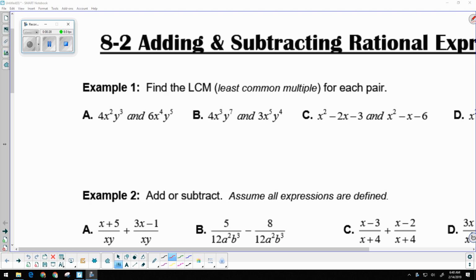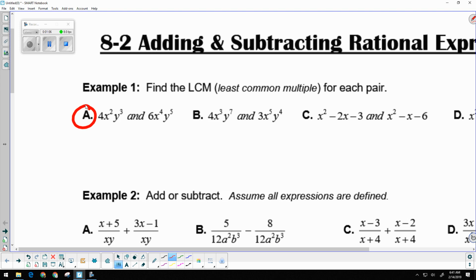What we're going to do first in example 1 is we are not adding or subtracting rational expressions here. We are simply finding the least common multiple. The least common multiple is another phrase for common denominator. So when you're going to find a common denominator with your rational expressions, you're really looking for the least common multiple. So in part A here, if 4x squared y to the third and 6x to the fourth y to the fifth were the denominators of two different fractions and I wanted to add or subtract them, I would have to create a common denominator.